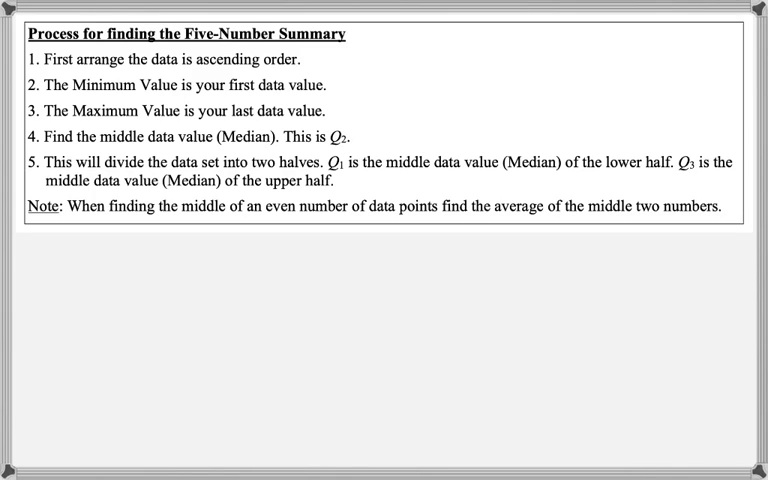So Q1 is the middle data value, or the median, of the lower half. And Q3 is the middle data value, or the median, of the upper half. And then just as a note, when finding the middle of an even number of data points, you want to find the average of the middle 2 numbers.